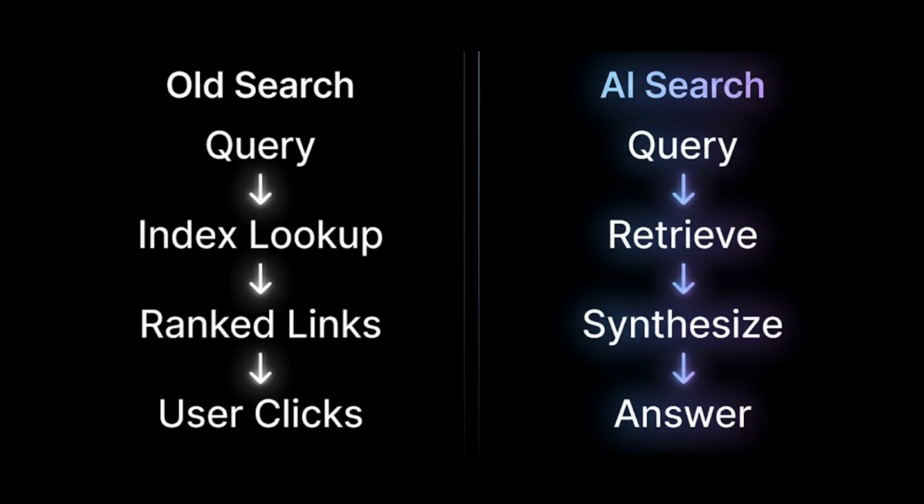AI search flips this completely. Instead of handing you links, it reads the web for you, synthesizes the information, and just gives you the answer. The key word here is synthesize. That's the hard part. So let's break down how that pipeline actually works.